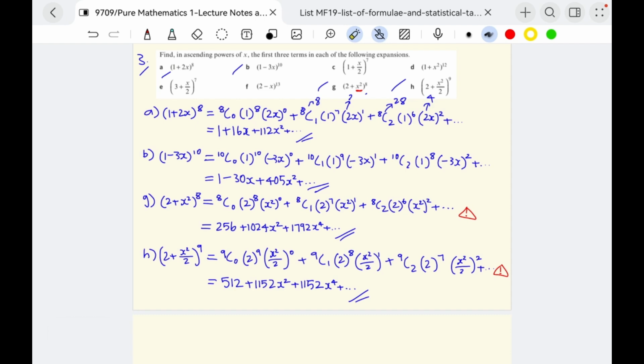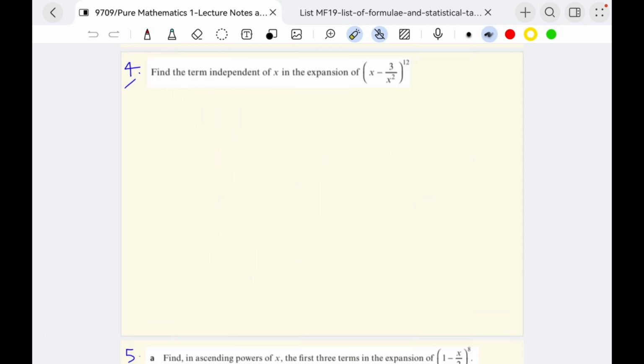So let's proceed to the next question. Let's move on to question 4. It's under the course book questions. Question 4 is about finding the term independent of x in the expansion of x minus 3 over x squared, to the power of 12. So highlight the keyword: term independent of x.